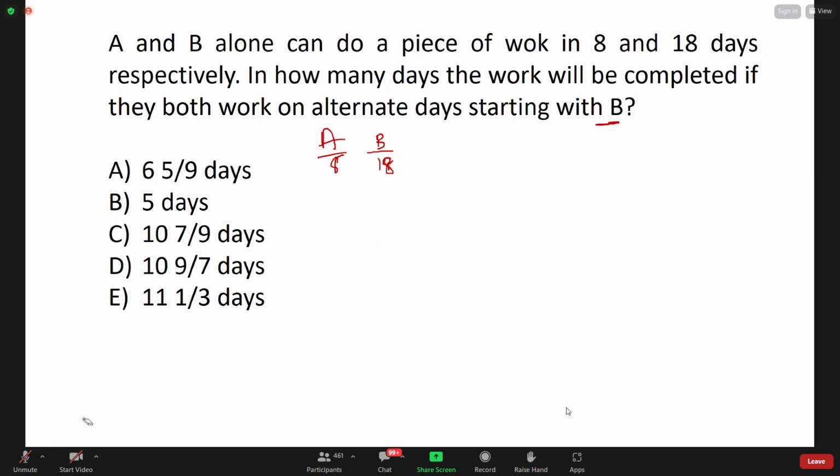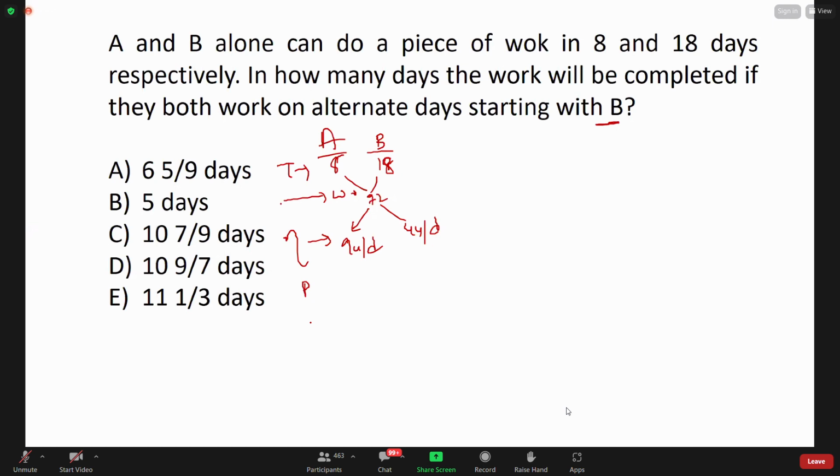First find the efficiencies. Time is given, we need the efficiency. Take the work. What is the work constant? And how much is the efficiency? Constant is 72. Very good. 9 units per day, 4 units per day.